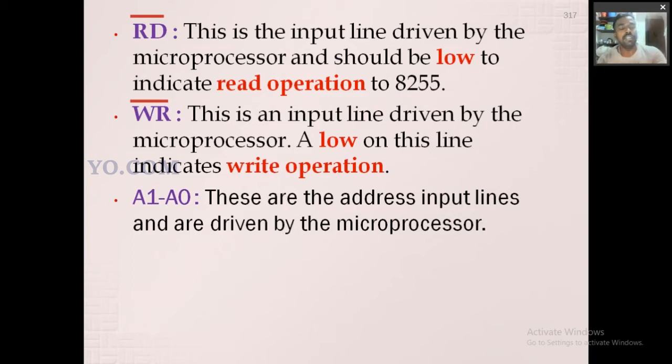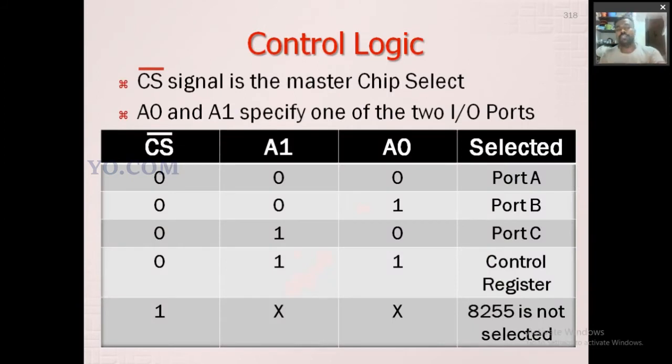So these are the read and write operations. Then A0, A1: these two lines are address lines that act as input lines, and they are driven by the microprocessor for several operations. So this is the control logic for how the ports are selected. CS is the chip select signal, the master chip select signal. It should always be 0; only then will the particular IC be enabled and working.